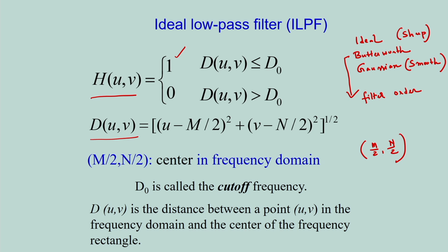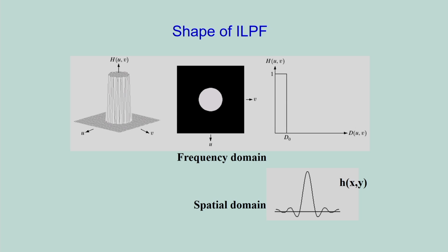Corresponding to this filter transfer function, I am showing the ideal low pass filter. If you see H(u,v), the filter function, it is very similar to the box function. In the second case, I am showing the filter as an image. And in the final case, I am showing the filter response, that is the low pass filter, and D naught is the cutoff frequency.